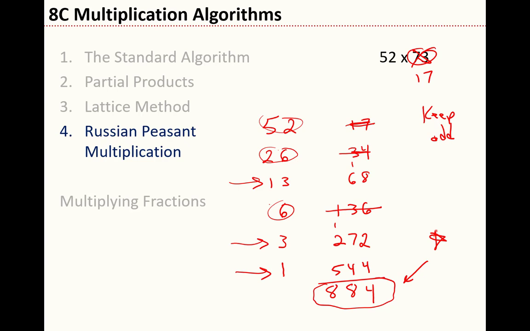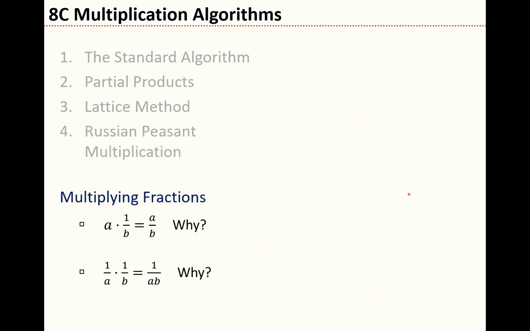Okay, let's turn our attention now to multiplying fractions. So why should it be that a times 1 over b is a over b? Well, I like to think about this in terms of repeated addition. Say if I have 3 times 1/7, what does that really mean? The repeated addition model means 1/7 plus 1/7 plus 1/7, and that's 3/7. That seems to make sense.